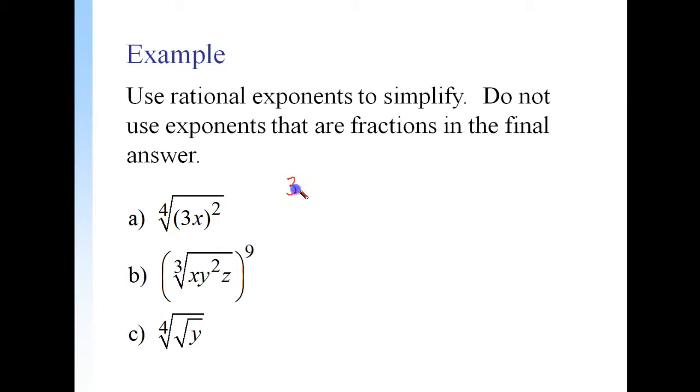So this becomes 3x, that's my base, to the 2/4 power. And what is 2/4? Well, this simplifies to 3x, and again, that's in parentheses, to the 1/2 power, which then becomes the square root of 3x. Okay? So we said we could do that before. Take away the radical sign and just put the 4 under the 2. And that's what we have right here.